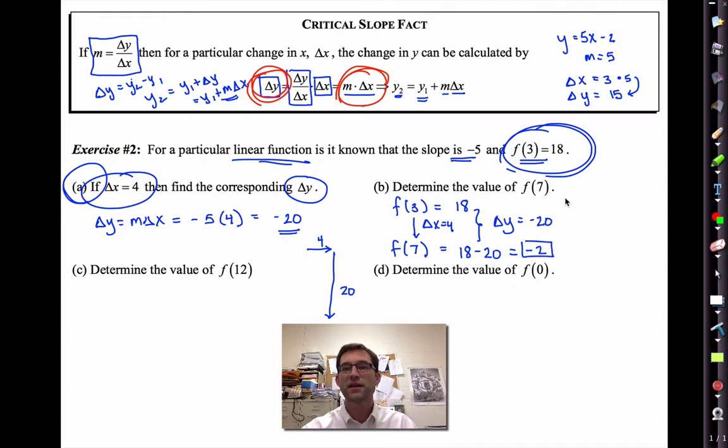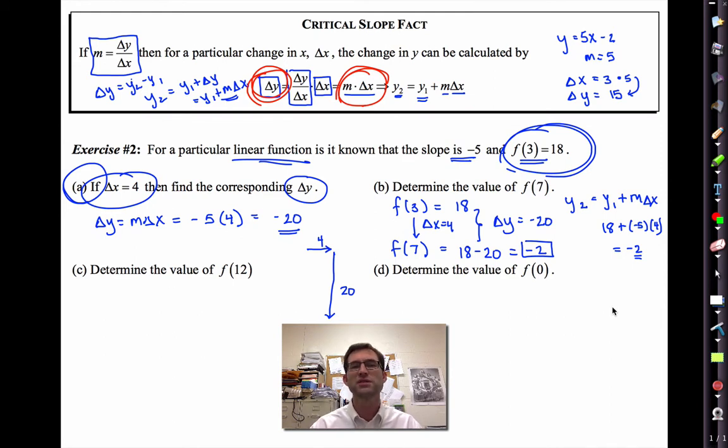So this is really this idea that we can always calculate a second y value by taking a first y value, that 18, and adding on to it m times delta x. So in this case, the y1 was 18, the m was -5, and the delta x was 4. And that gave me a y value of -2. This is actually quite important.